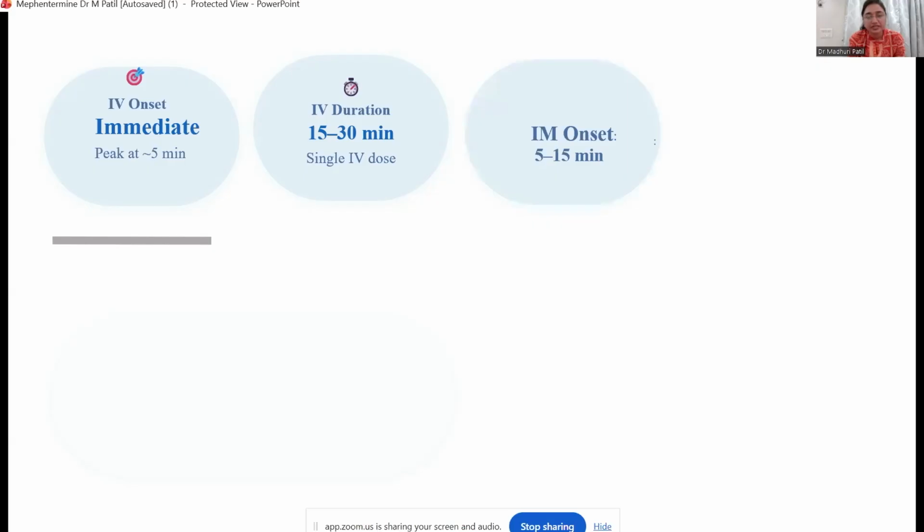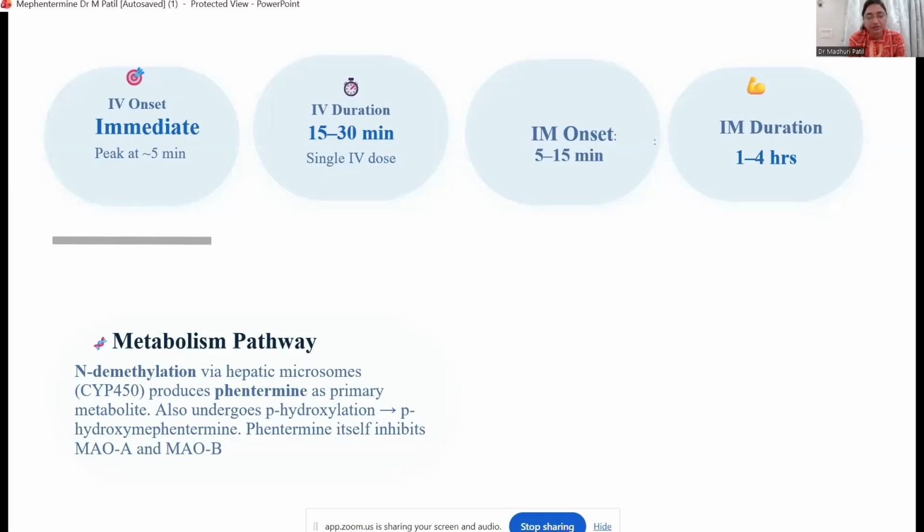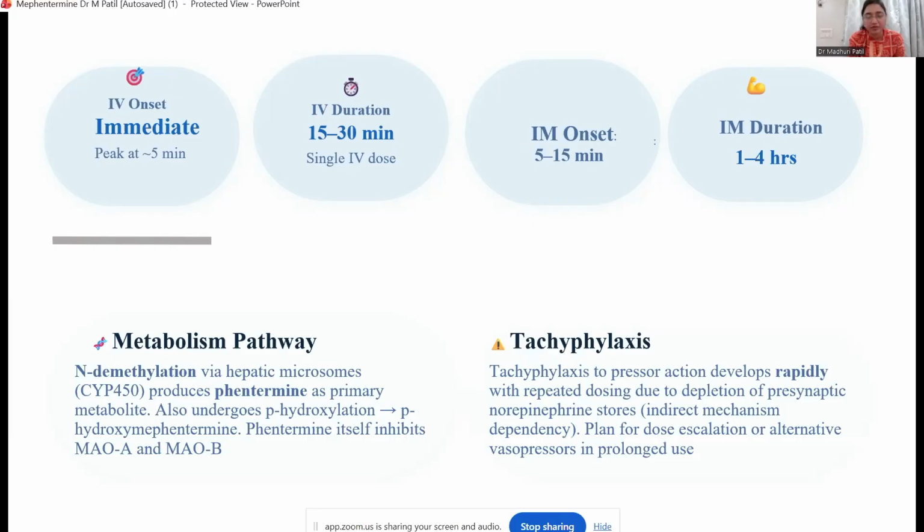IM onset is in 5 to 15 minutes. IM duration is about 1 to 4 hours. The metabolism pathway of methamphetamine is N-demethylation via hepatic microsomes, producing phentermine as the primary metabolite. It also undergoes P-hydroxylation to P-hydroxymethamphetamine. Phentermine itself inhibits MAO-A and MAO-B. Its metabolite inhibits MAO-A and MAO-B.